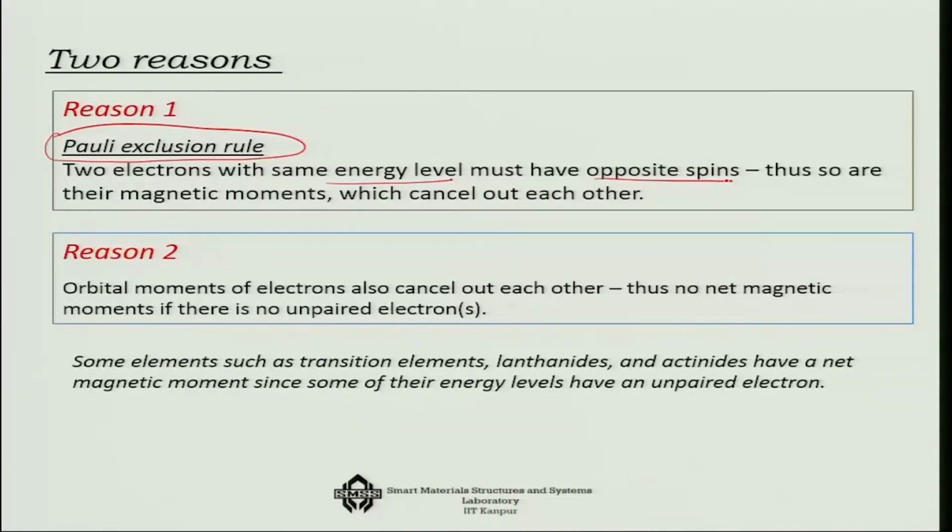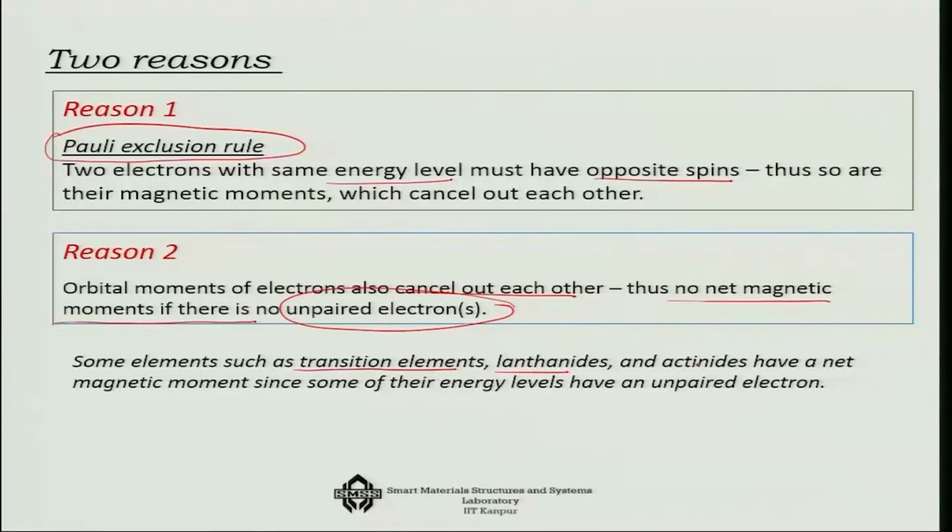As far as the orbital moment is concerned, that also cancels out, and there is no net magnetic moment if there is no unpaired electron. So, the clue is that if you have an unpaired electron, only then will this result get manifested on the macroscopic scale, otherwise they are going to cancel each other.